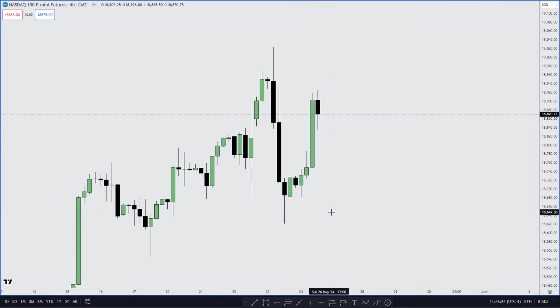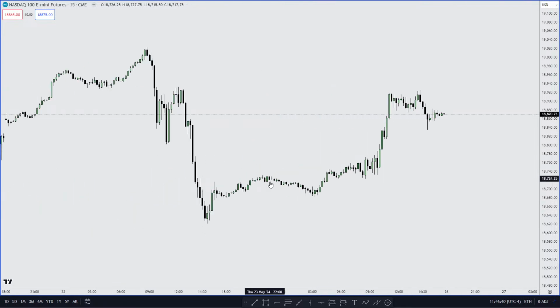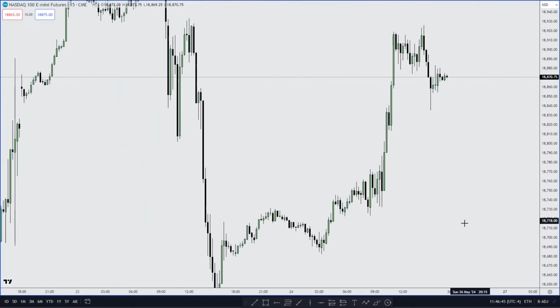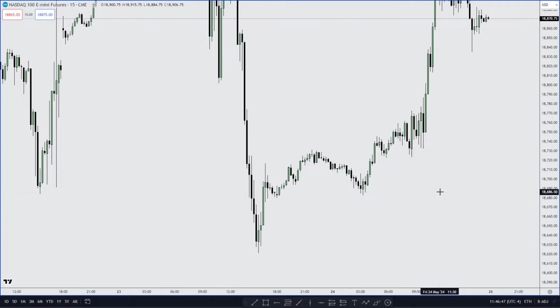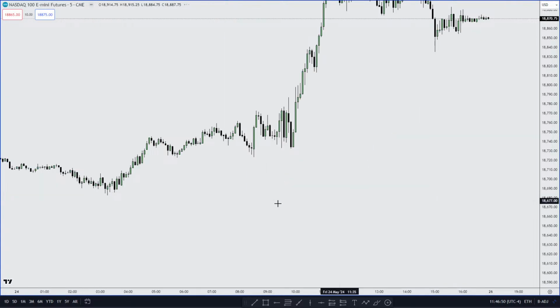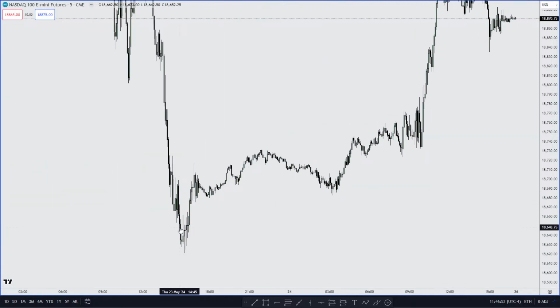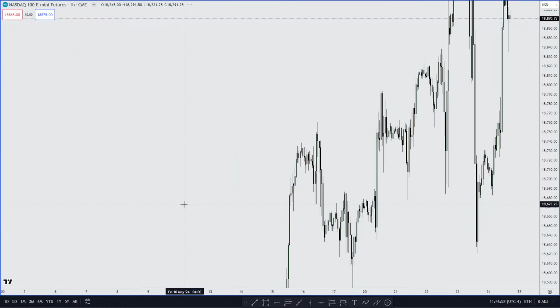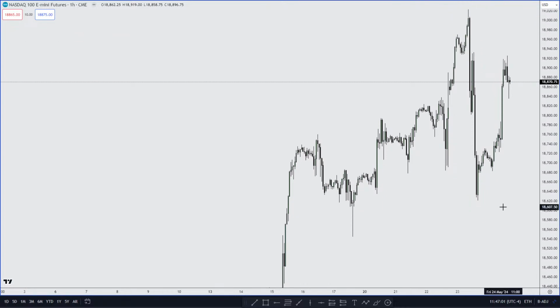Right, so moving on to next week, I'll have to see where the weekly opens, and then we are going to gauge how far it's going to run. And that's pretty much it for this weekly forecast.